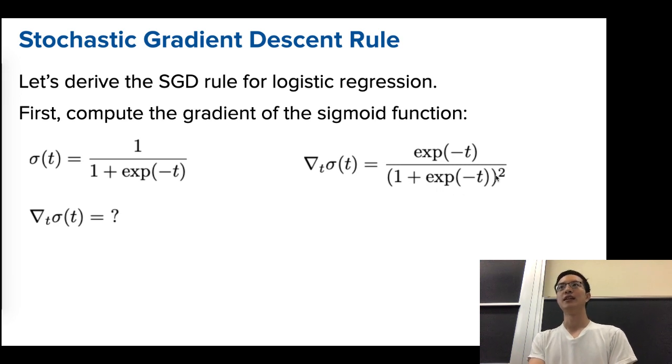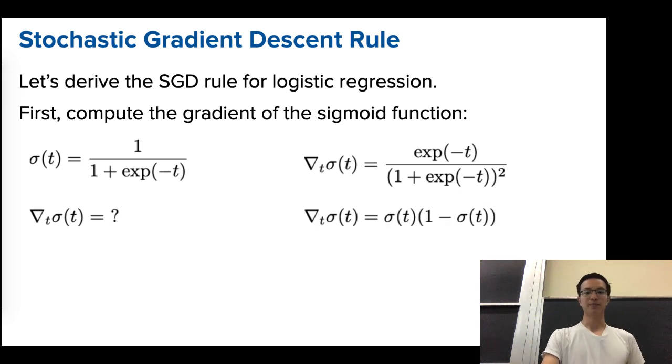Okay. Now, here's something neat that we can do. We can simplify this expression to this expression. And what I did here was, you can do it two ways. One way is to split out this fraction into two fractions, and then notice that each fraction looks pretty close to the original sigmoid function.